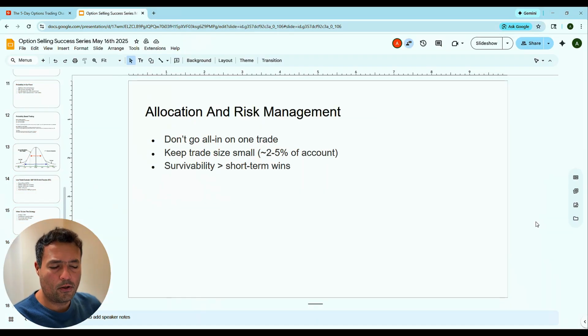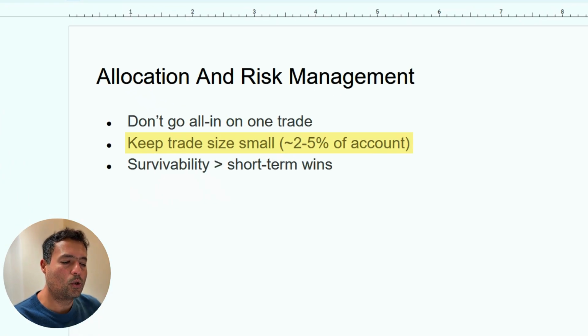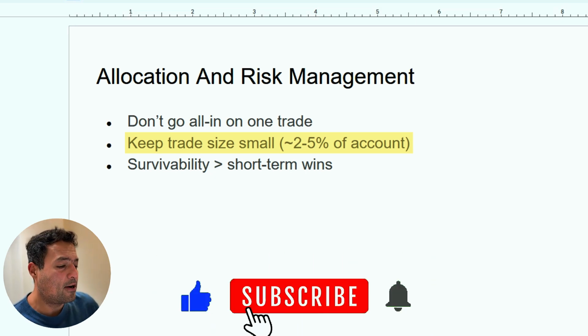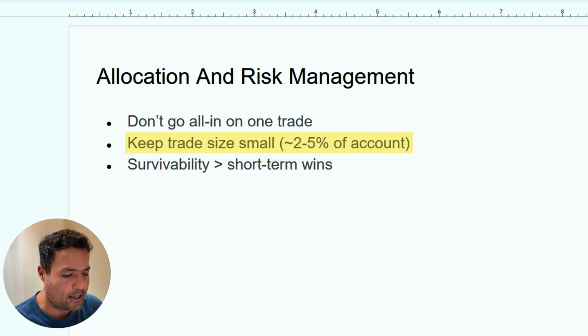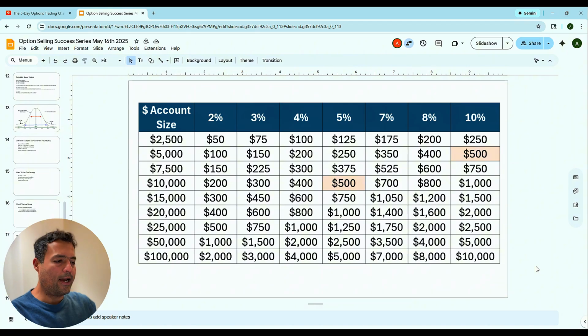So what do we actually do? We keep the risk or trade size to 2 to 5% of the account. Now, 5% is our max limit. We don't even go that far. It's between 2 to 3%. And I'll show you exactly what I mean by that. There's a slide that I did, and it looks like this. Now, the highlighted portions are our sweet spot.